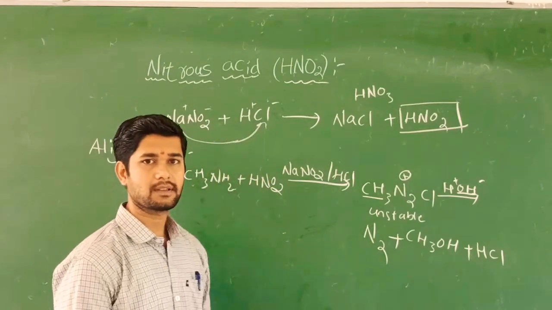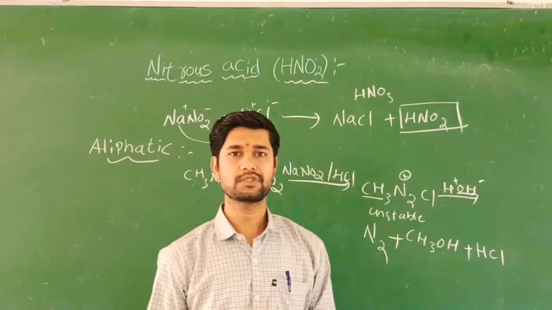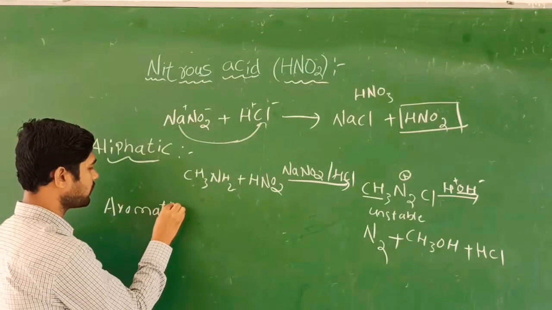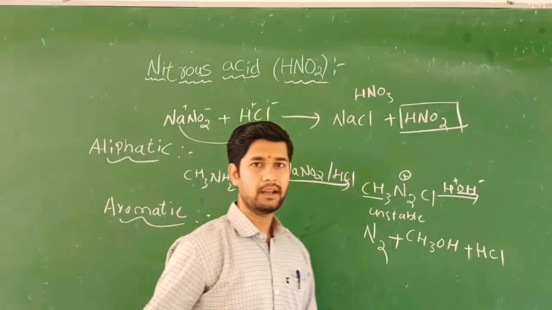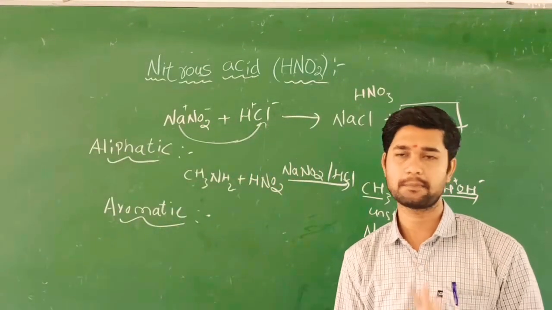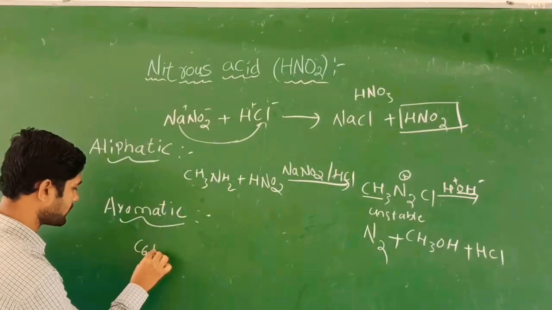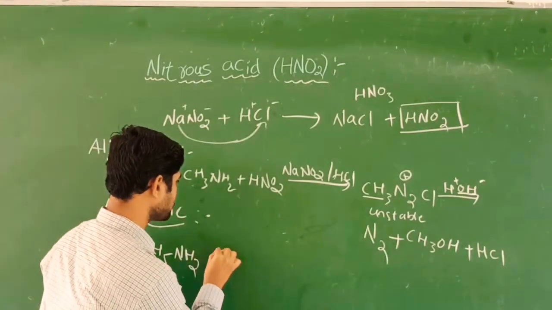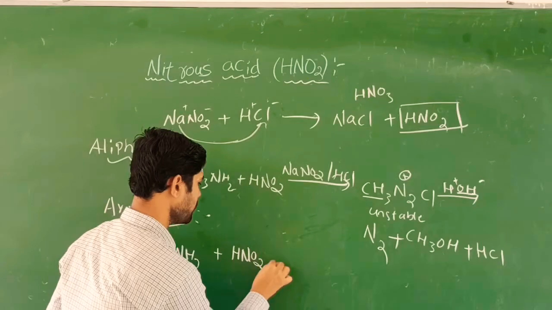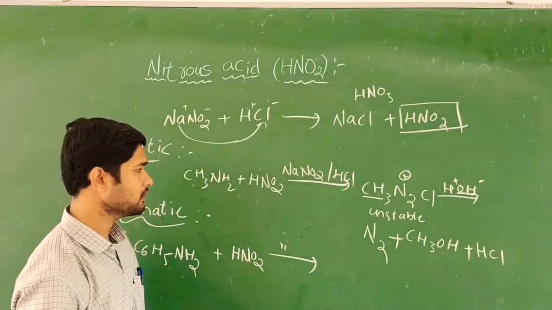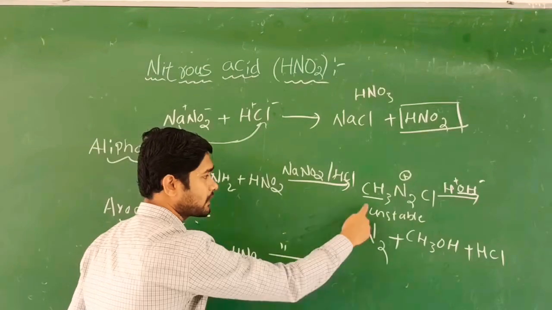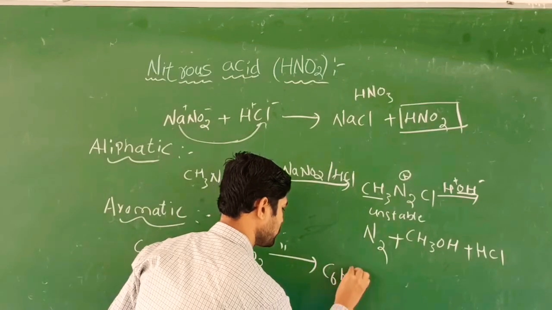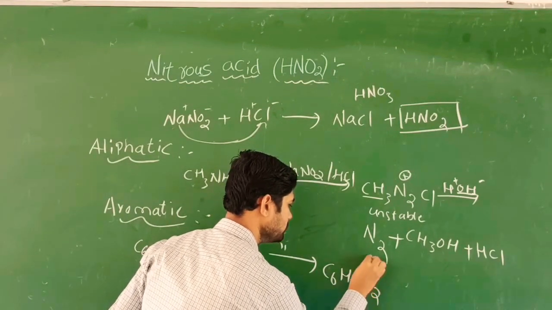So what happens in aromatic amines? Let's see the mechanism for aliphatic amines also. First we see the aromatic amines. I take aniline as the example of an aromatic amine: a benzene ring with an NH2 group attached, simply written as C6H5NH2. This aniline reacts with nitrous acid in the presence of NaNO2 and HCl. Here, instead of alkyl or methyl diazonium chloride, we call the product benzene diazonium chloride.